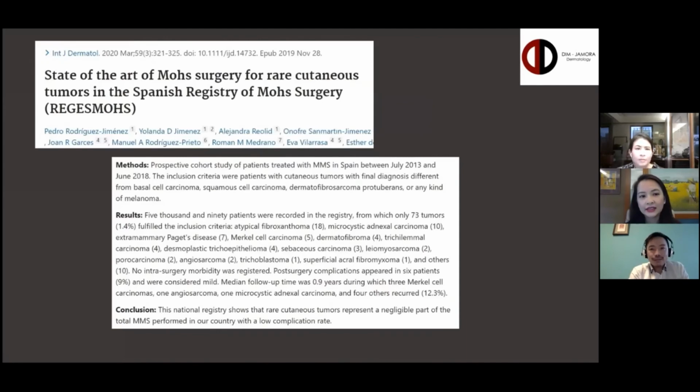In a series done in Spain, again mostly Caucasian patients, they showed that Mohs surgery was used for a lot of these rare tumors. However, their median follow-up time was quite short, only about 9 months, or 0.9 years, which I think, as we know, in these rare tumors the recurrence rate can be quite high. So we need a longer interval for follow-up.